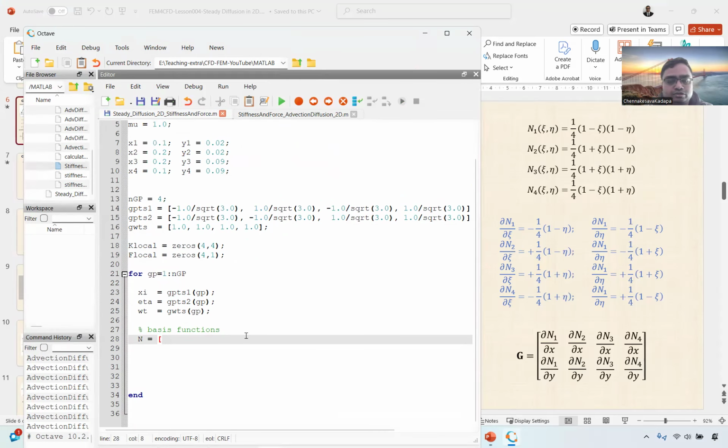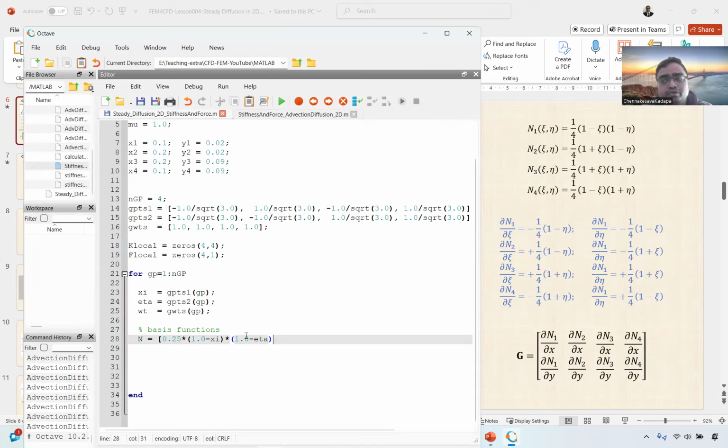Okay, so 0.25. 1 by 4 is 0.25. So I am using the value directly: 1 minus xi, multiplied by 1 minus eta. This is our first basis function.